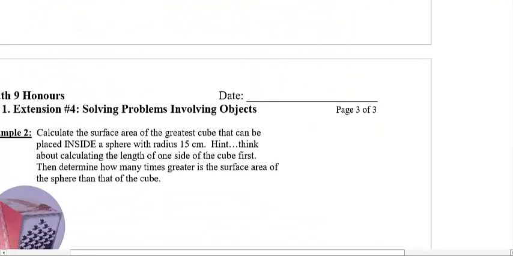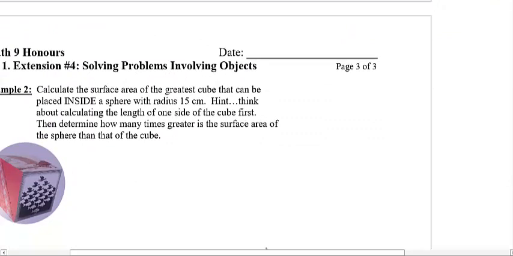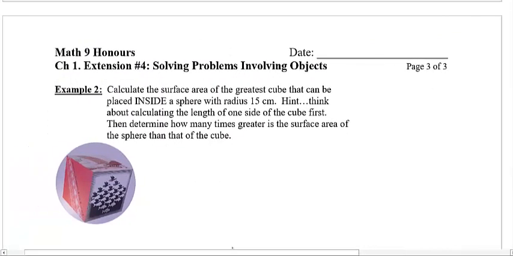Alright, so we got one more and we're done today. Let's see what this says. Calculate the surface area of the greatest cube that could be placed inside a sphere with radius 15. And then it says, determine how many times greater is the surface area of the sphere than that of the cube.